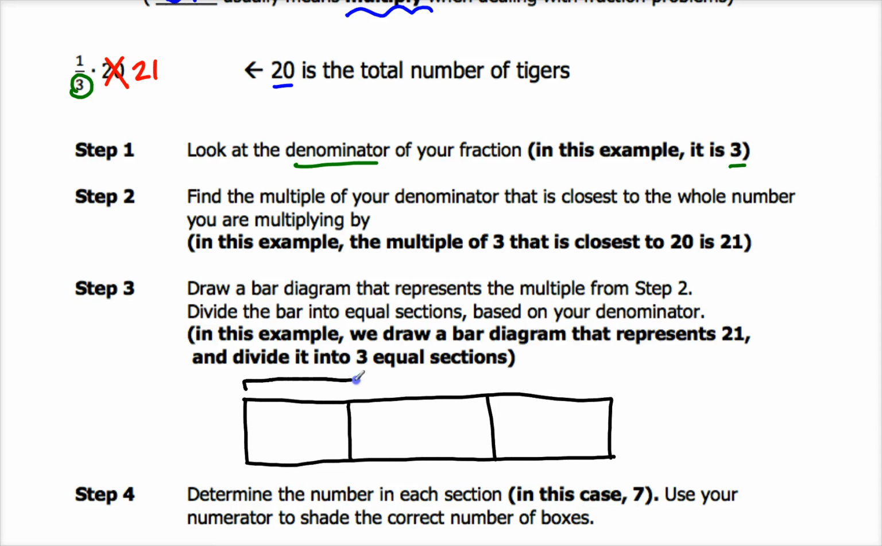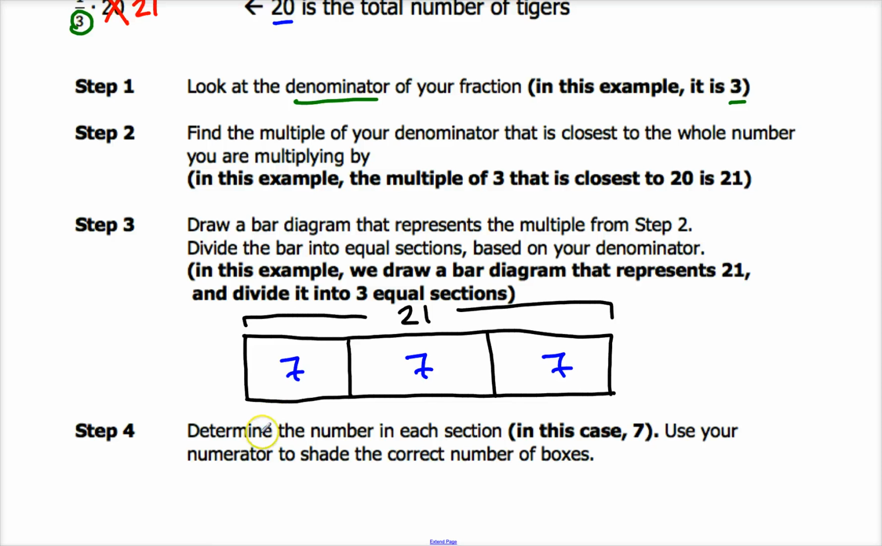Again, this whole bar represents the number 21, and if it's split into 3 equal sections, then that means that there are 7 parts in each section, okay, and that's what step 4 here is talking about. If my entire bar is 21, then one section of it is 7, another section is 7, and a third section is 7. 7 plus 7 plus 7 is 21.